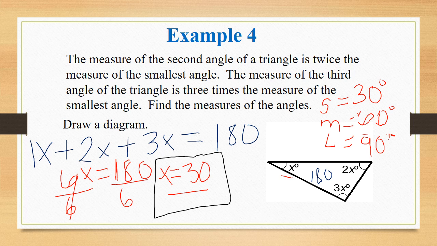So I simplified. So x equals 180 divided by 6, right? And what is 180 divided by 6? 30. So x equals 30. And now that I know my smallest angle, I can figure out everything.